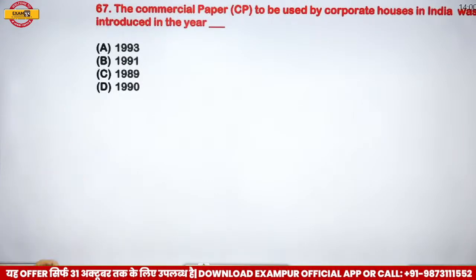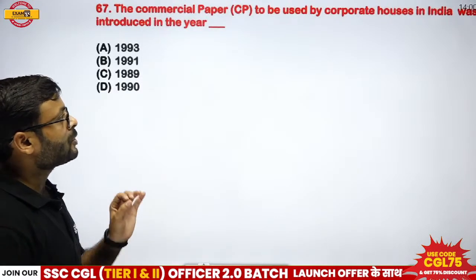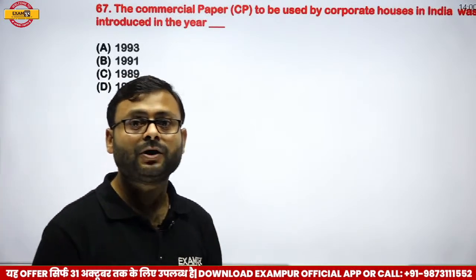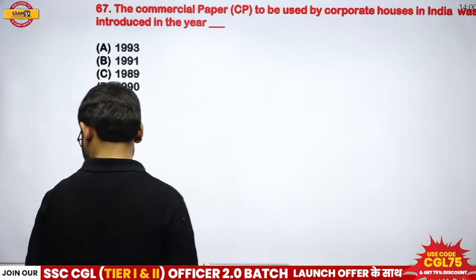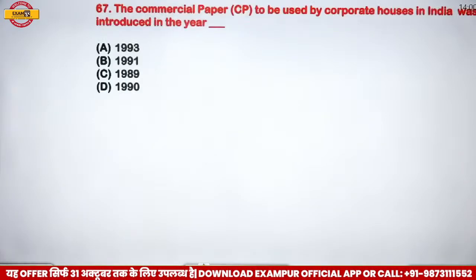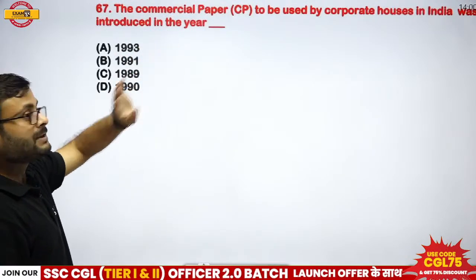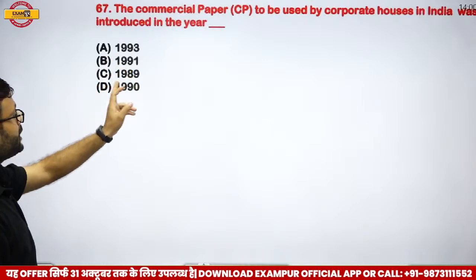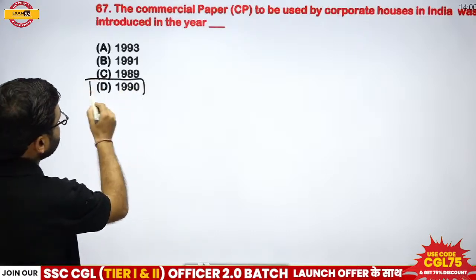So the commercial paper, question number 67. The commercial paper, known as CP, to be used by corporate houses in India was introduced in the year. First of all, we should discuss what you mean by CP or commercial paper. But before that, let us mark the answer for this question. The question is asking in which year it was established. CP was established in 1993, 1991, 1989 or 1990. So the correct answer for this question is 1990. Okay, in 1990 the CP was established.